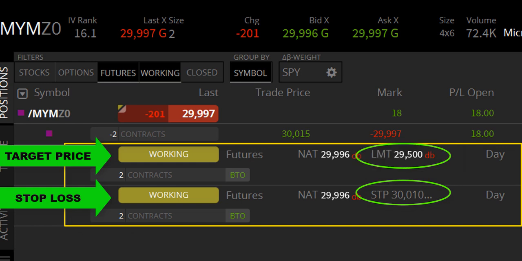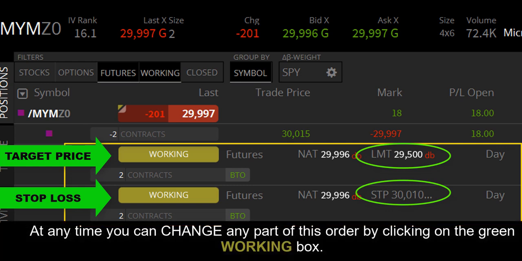The stop loss order has a trigger price of 30,010. If that price trades, your order becomes a market order. It's called a stop market order. The target price is a limit order, and it will trade only at that price. So in this trade, the worst thing that can happen now is I get stopped out at 30,010 and I make $5.